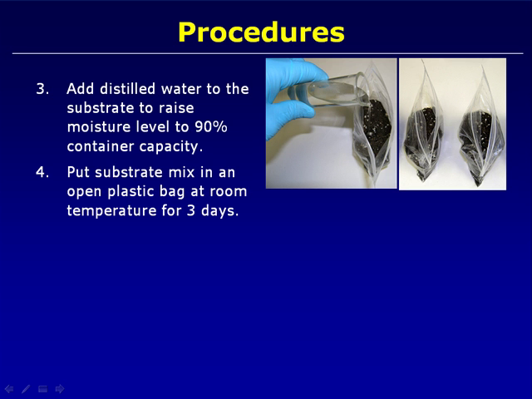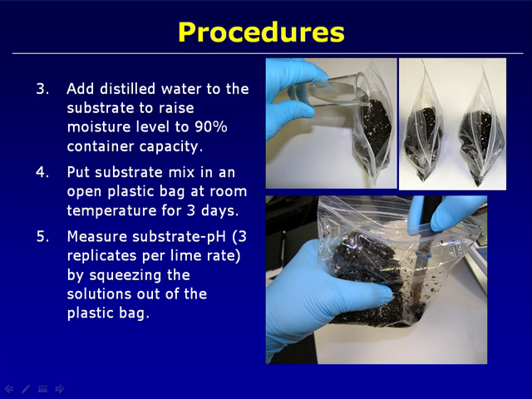We put the substrate in an open plastic bag at room temperature for at least 3 days, and then we measure the substrate pH by squeezing the solutions out of the plastic bag. Here you can see that we're putting our pH sensor directly into our bag and measuring in the slurry.